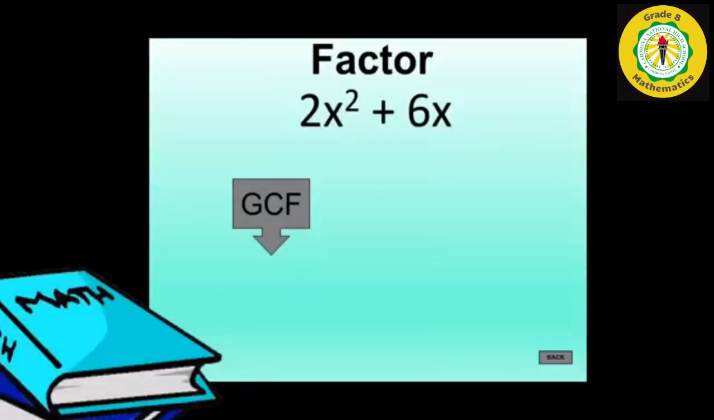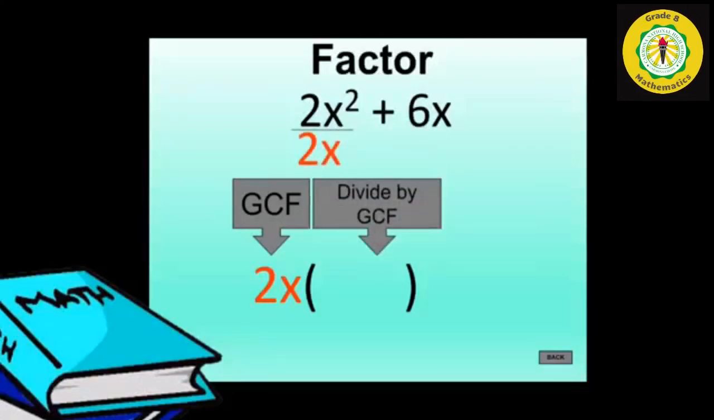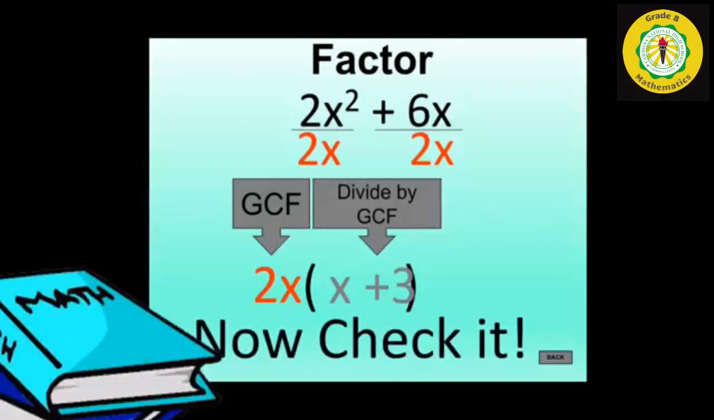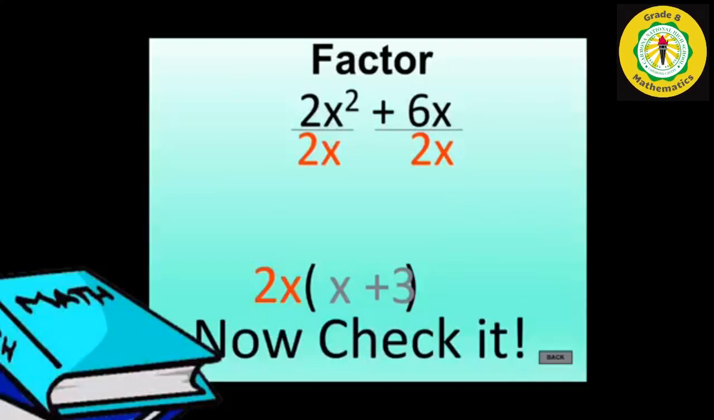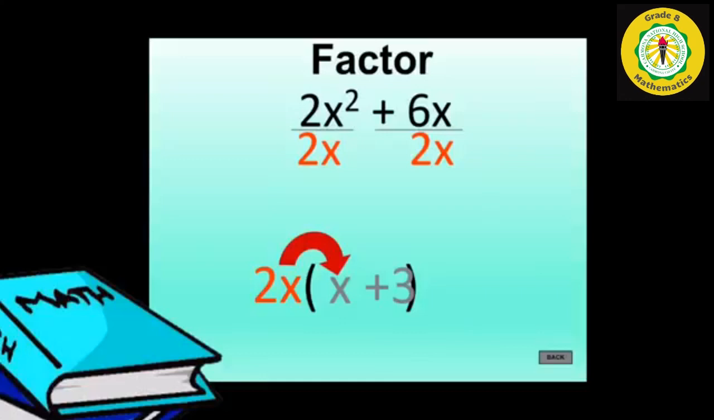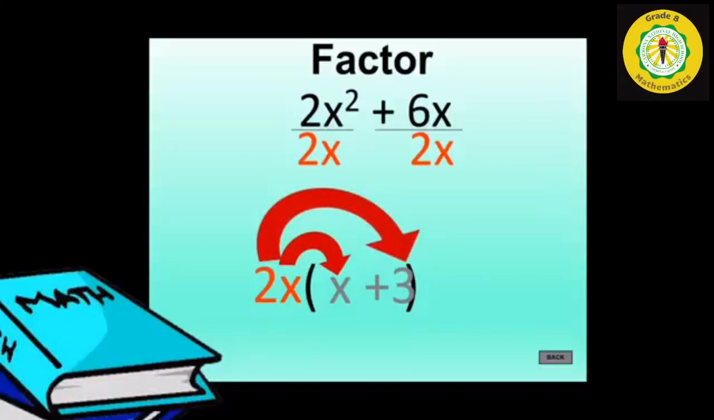Now, how about the factor of 2x squared plus 6x? The first step is to find the GCF, and our GCF is 2x. The second step is to divide each term to find the other factor. 2x squared divided by 2x is x, while 6x divided by 2x is 3. Now let's check if we got the correct answer. Let's multiply 2x by x and 2x by 3. So 2x times x is 2x squared, and 2x times 3 is 6x.